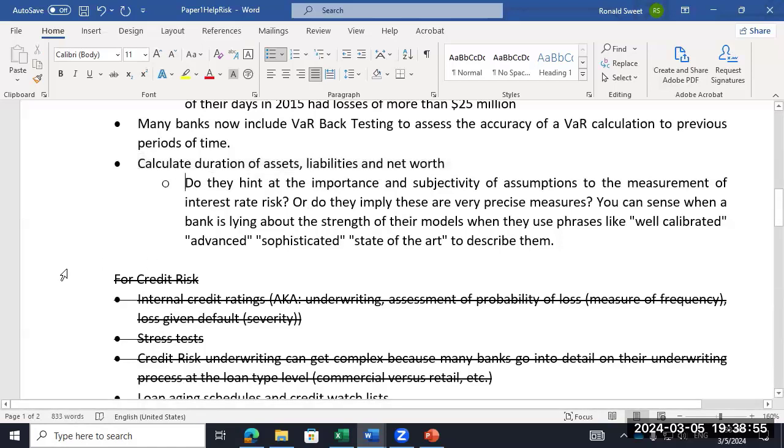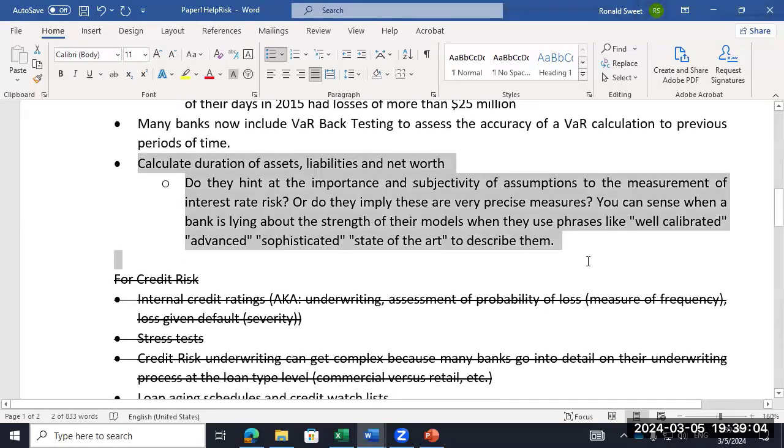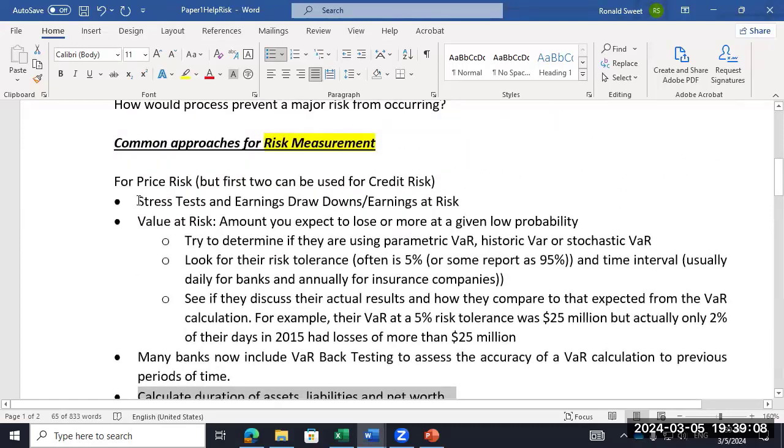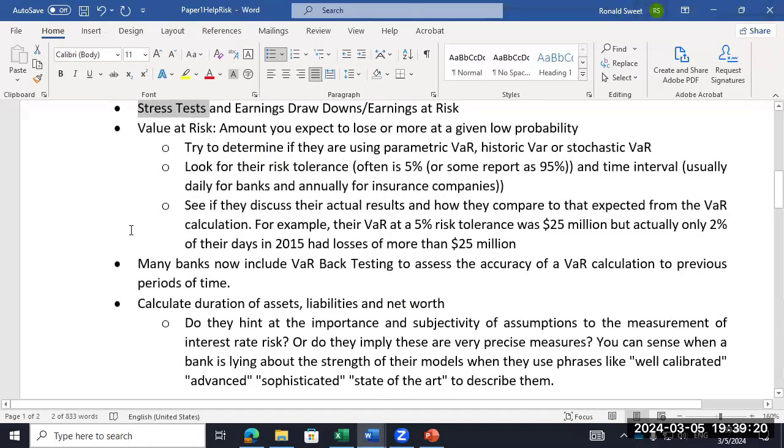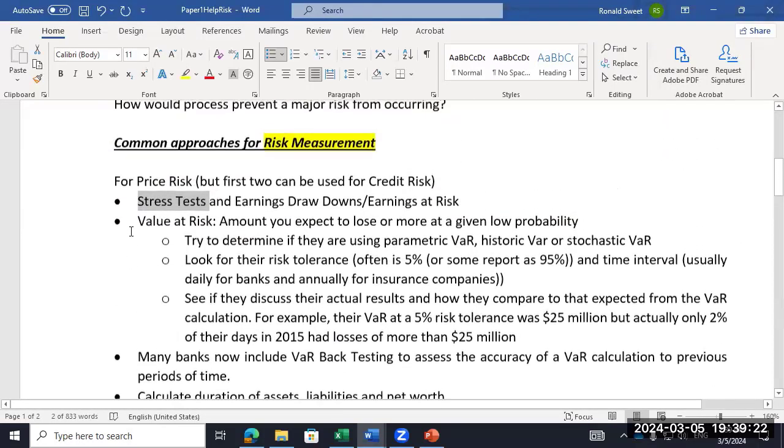It's tough. They may be using words like well calibrated, advanced, sophisticated, all those kinds of things that describe what they're doing. But essentially what they're doing is backing into the duration by running these stress tests. If interest rates rise 1%, our net worth falls 5%, that kind of implies a duration of 5 years, just doing the math. So anything else y'all seeing on measurement that might fit in here?